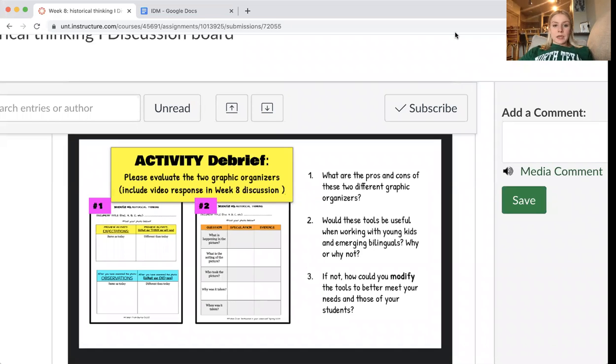So for my week 8 activity, we are going to be looking at these two graphic organizers. For number one, what are the pros and cons of the two different graphic organizers? For the pro, I would definitely say that number one is very simplified and would be less confusing for younger students. Pro for number two is that it is very organized.